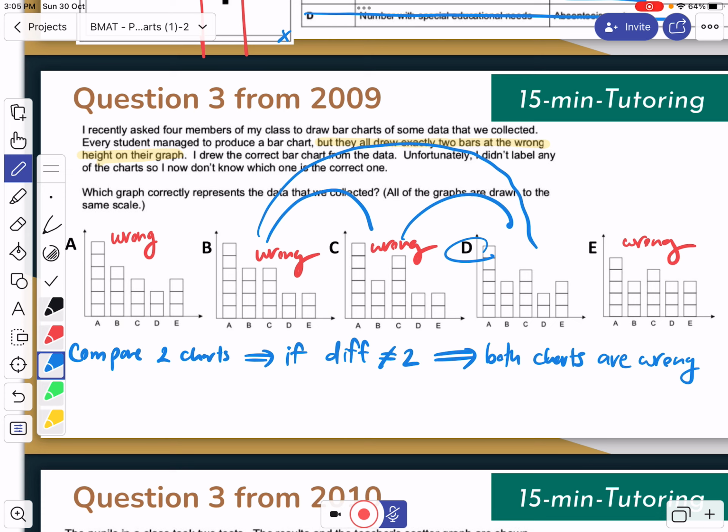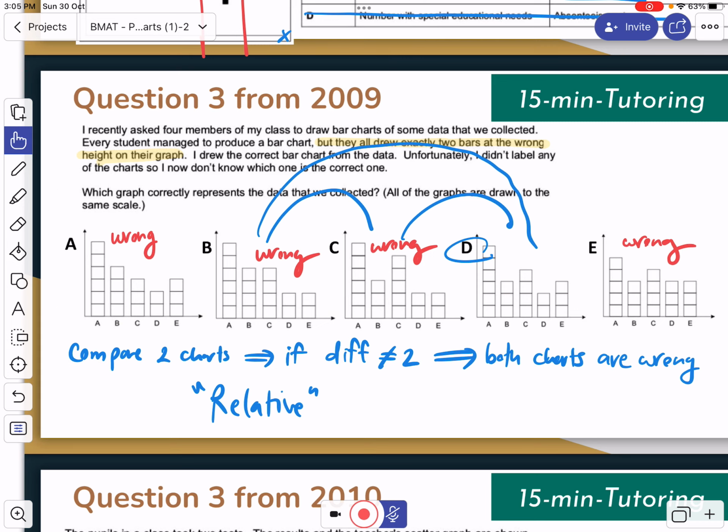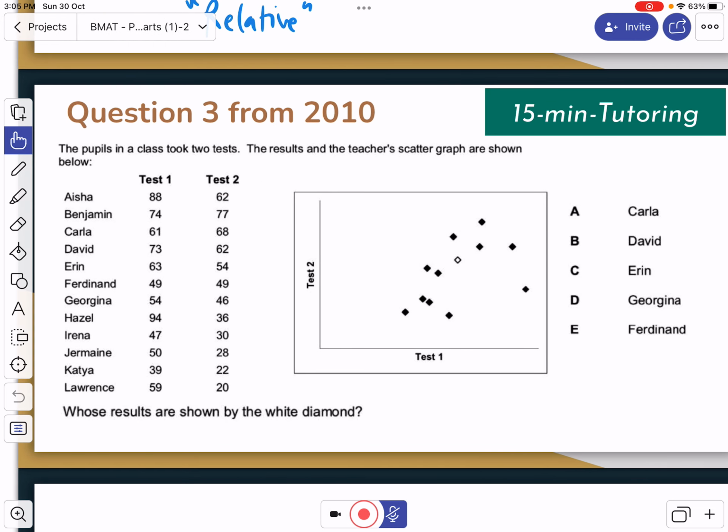Okay, so let me recap. In this question, we do not have the right data. If we did, it would be really easy. So we need to use a relative approach. We compare among the choices and try to rule out the ones which do not make sense. Again, in this kind of question, we use a lot of relative approaches: order, size, or comparison.